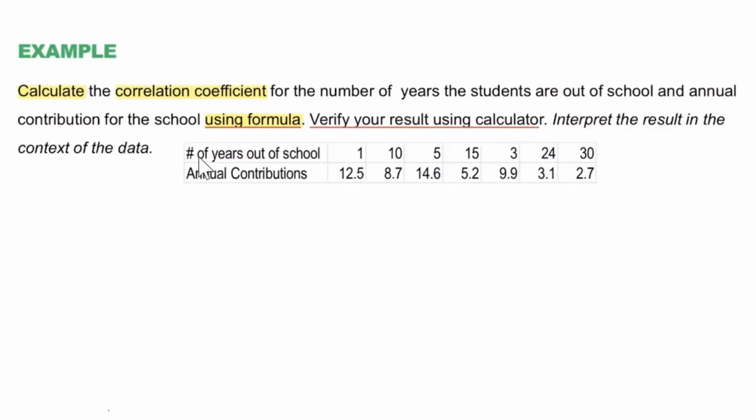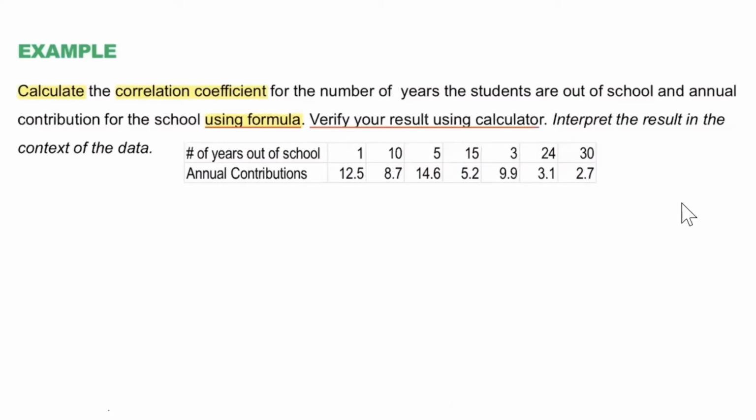Here they have given the number of years the student is out of school, like 1 year, 10 years, 5 years, 15 years, 3 years, 24 years, 30 years, and so on. And the annual contribution, the dollar amount, is also given. When they are out of school for 1 year, they are contributing $12.5 to the college or the school. After 10 years, they are giving $8.7. After 30 years, they are giving $2.70.